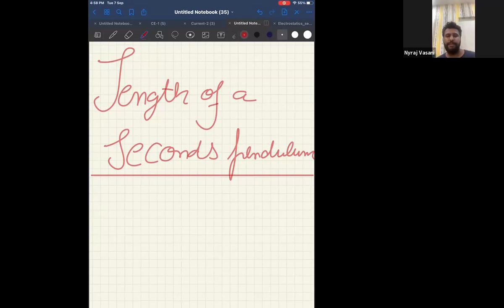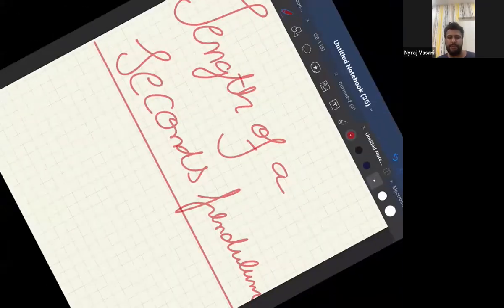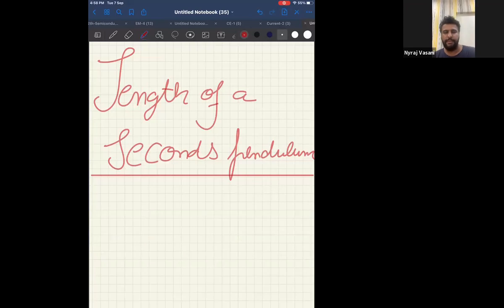Okay, I got some answers for length of a seconds pendulum. Now listen to this answer. Length of a seconds pendulum. Correct. I'm getting the answer.